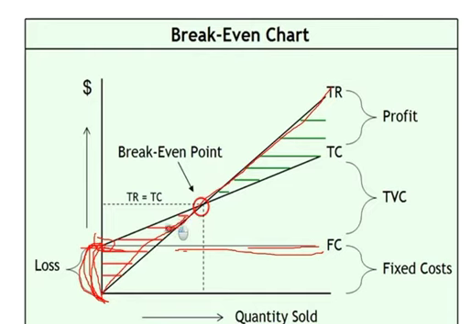So this shaded portion here, this one, is loss. Here we are not recovering whatever is the cost. The revenue curve is below the cost curve. This is the break-even point where total revenue is equal to total cost. Beyond this, we are making a surplus, and that is this shaded area.